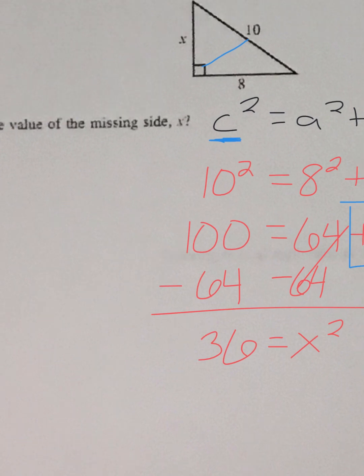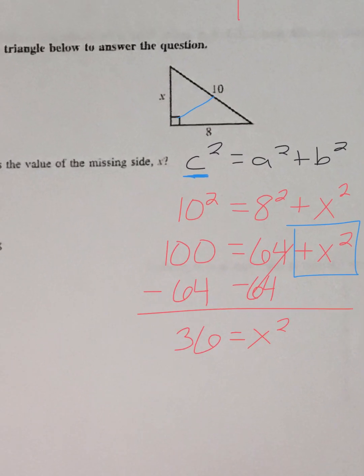Okay, so that is how you can use the Pythagorean theorem. With that c squared, what always has to be plugged in for c? The longest side. Okay, all right.